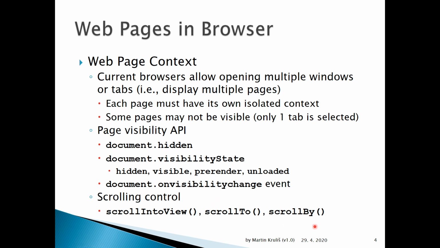We can use scrollTo and scrollBy to use a coordinate system to scroll to particular coordinates, or we can scroll a particular element into view. So if you want to make sure that a particular element that's currently being modified or active is visible, we can scroll it into view.